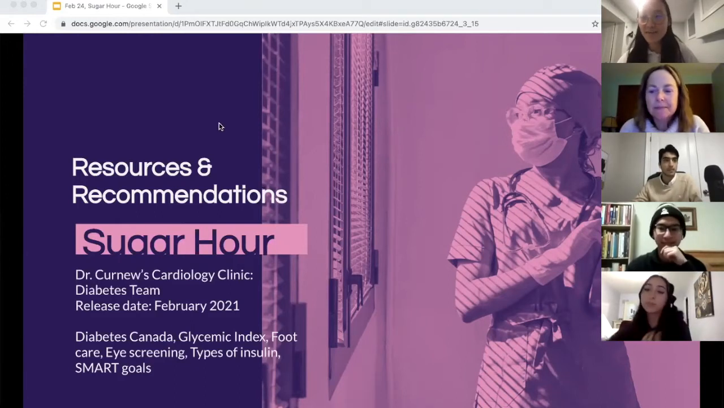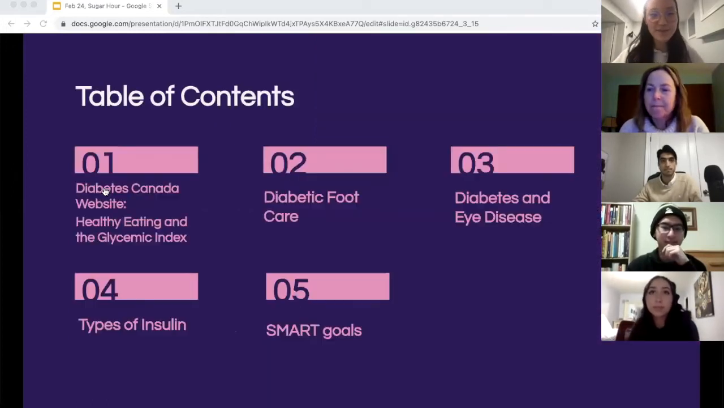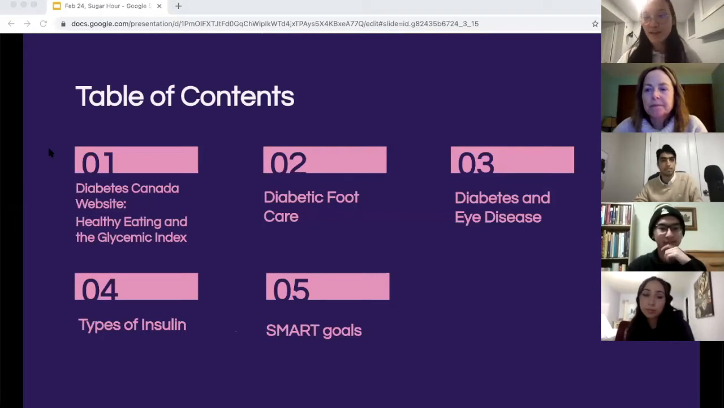Given the time, we have an hour today, so we're just going to get started. Today we'll be talking about the Diabetes Canada website and then the glycemic index. And we'll also be covering a bit about diabetic foot care, eye disease, and the screening resources that come along with that. Very briefly through types of insulin, and then we'll end it off with covering the SMART goals.